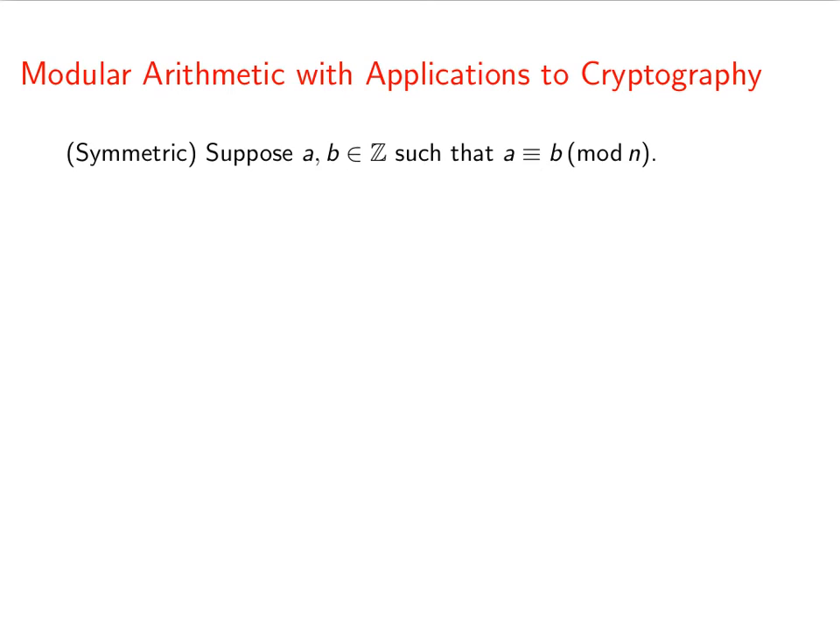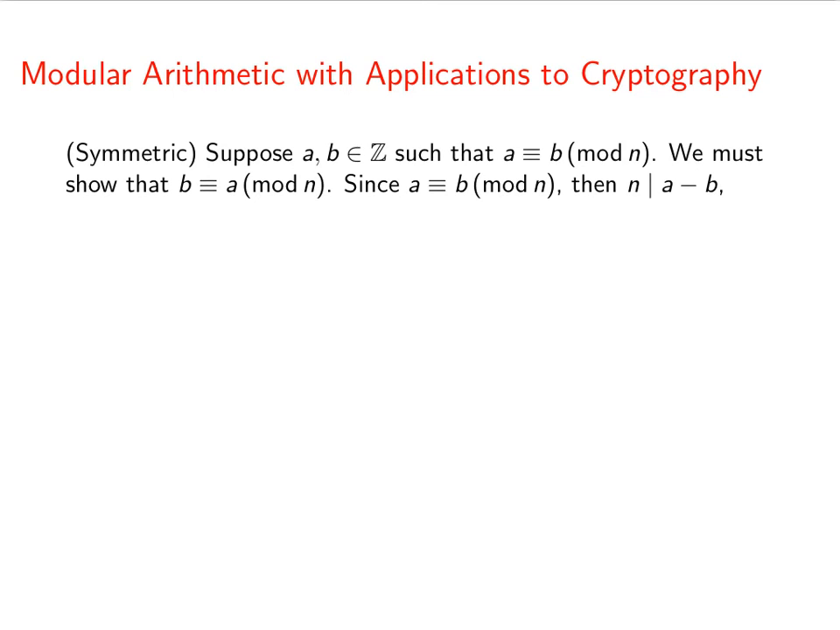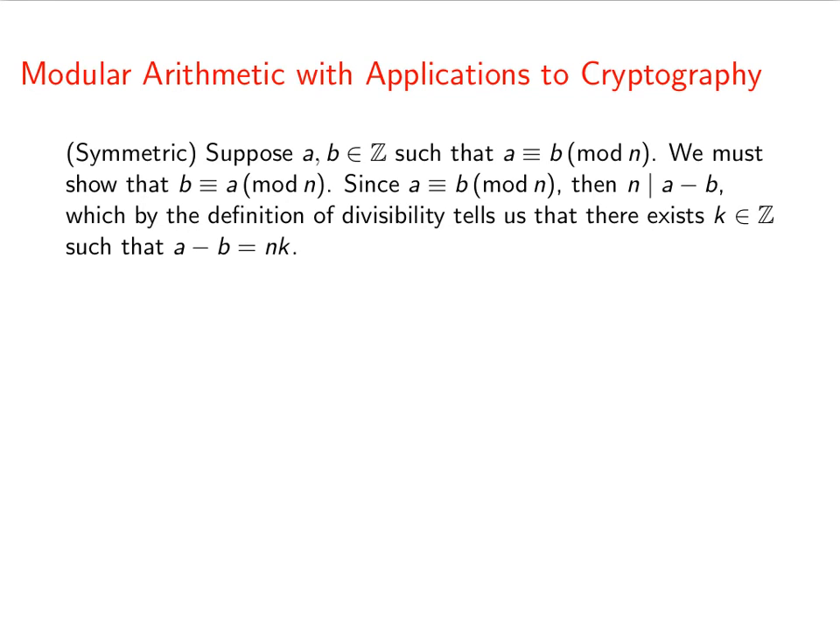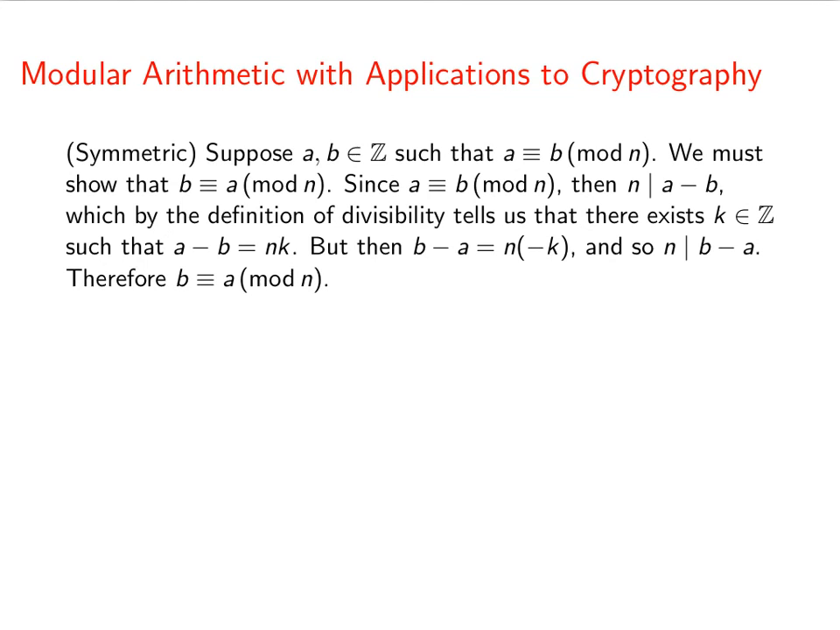Now let's let a and b be integers such that a is congruent to b mod n. What we have to do is show that b is congruent to a mod n. Now, since we know that a is congruent to b mod n, then n divides a minus b. And what does the definition of divisibility tell us? It tells us that there is a k in the integers such that a minus b is equal to nk. Well, we can flip that around and make it b minus a is equal to n times negative k, and so that tells us that n divides b minus a. And therefore, b is congruent to a mod n. All right, so that's what we need to be able to prove that this relation is symmetric.